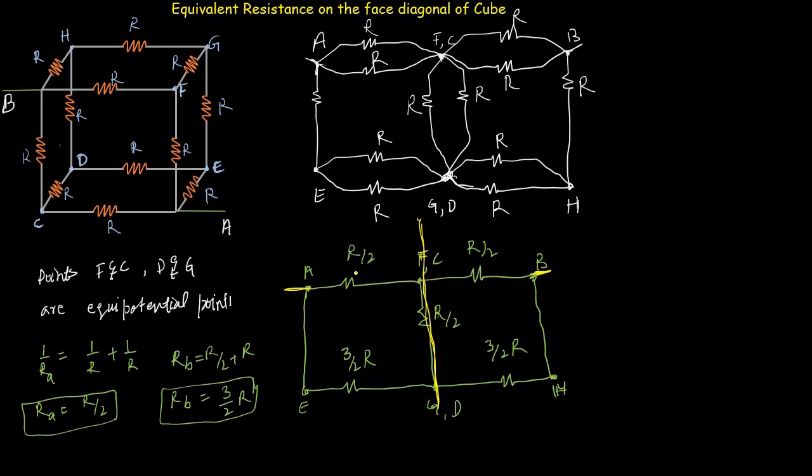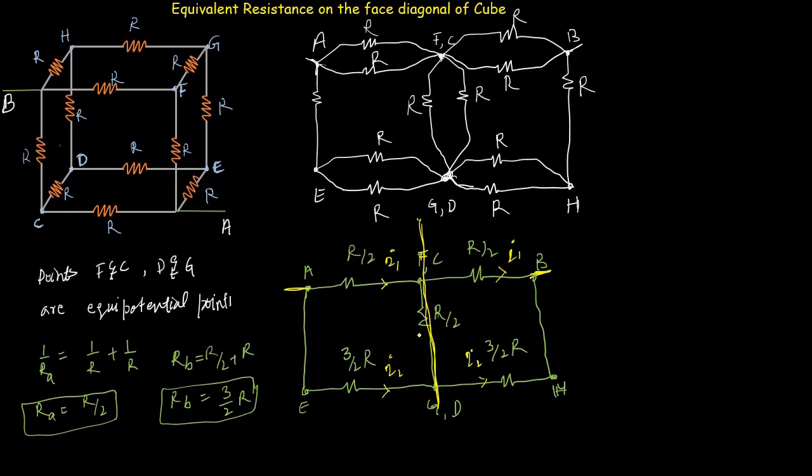So basically this resistor is the mirror image of this resistor. So we can say that if there is a current I1 through this resistor, then the same current I1 will be through this resistor. And if there is current I2 through this resistor, then the same current will be through this resistor, because this resistor is the mirror image of this resistor.